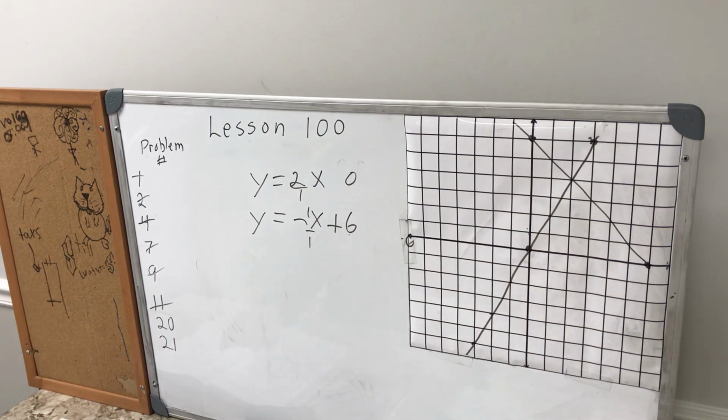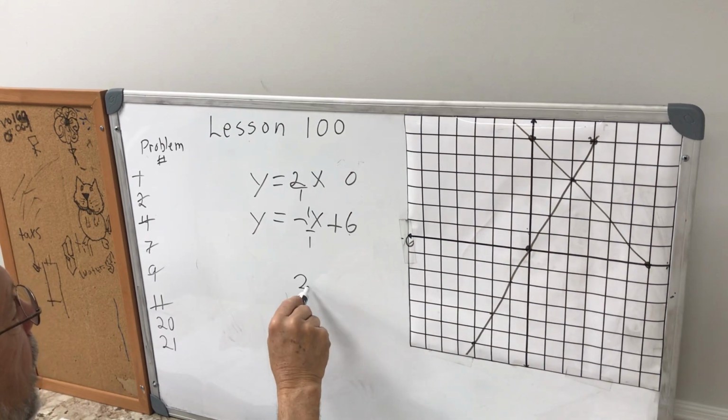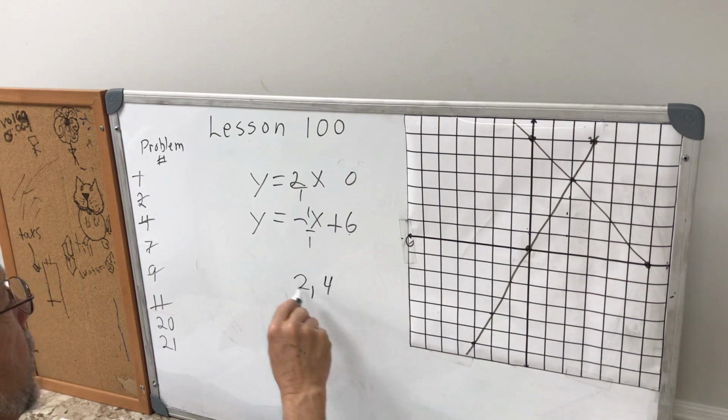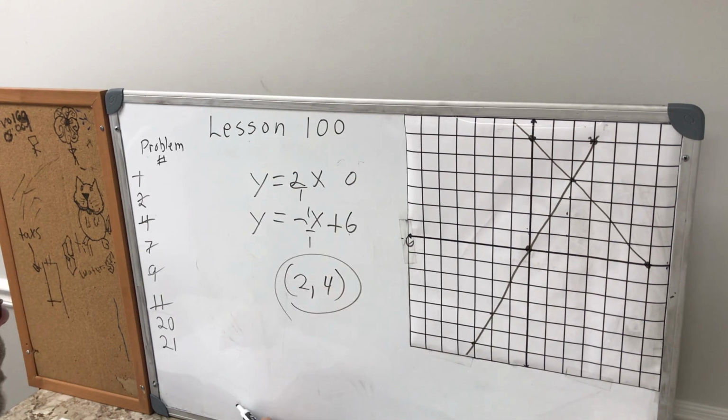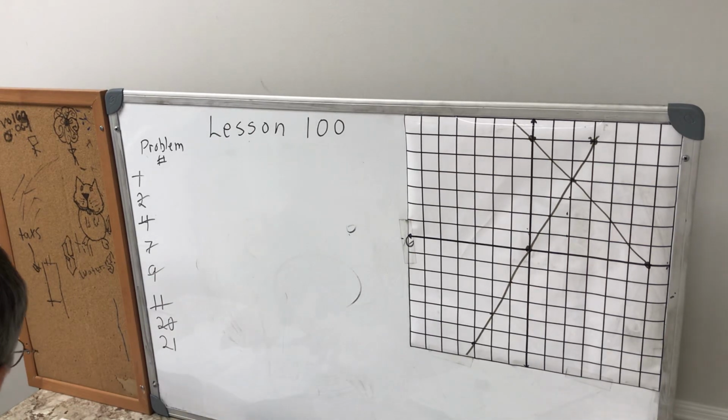Now then, where is the placement here where they cross? We have a 2, positive 2, and a 1, 2, 3, 4, and a 4, positive 4. There's your ordered pair. That is number 20. One more time on number 21. Graph on the number line.